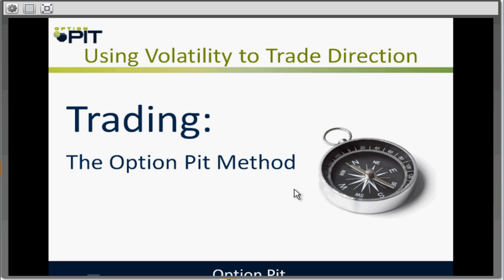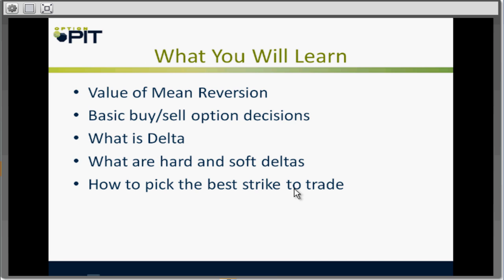But today, we're going to talk about trading the option pit method using volatility to trade direction. So what you are going to learn, you're going to learn the value of mean reversion, the basic buy-sell option decision. Then I'm going to briefly talk about what is delta. And we're going to talk about hard and soft deltas and how to pick the best strike to trade.